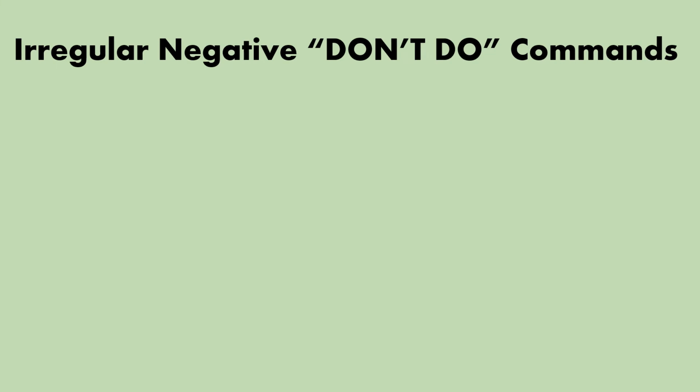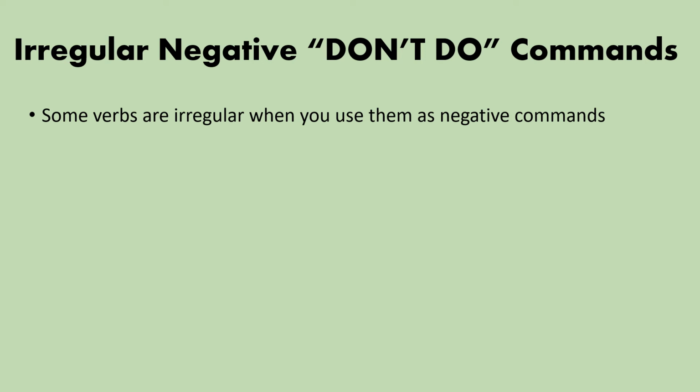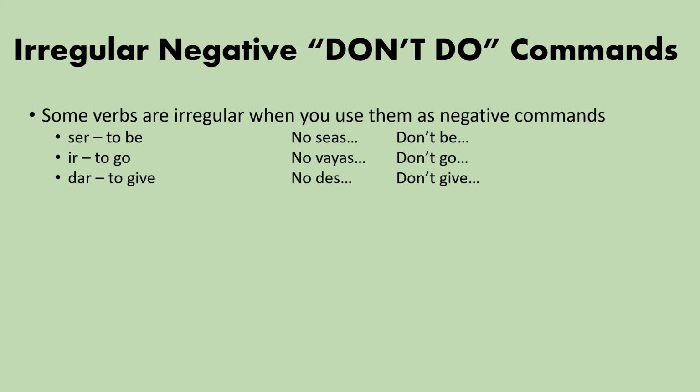And then, of course, for a negative, the don't do commands, there are 4 irregulars. So again, some verbs are irregular when you use them as negative commands, and here they are. Ser is irregular again. This time it's no seas, because with negative commands you put the no, because you're telling someone not to do something. So that would be don't be. Ir, no vayas, don't go. Dar is to give, no des, don't give. And estar, to be, no estés, don't be.